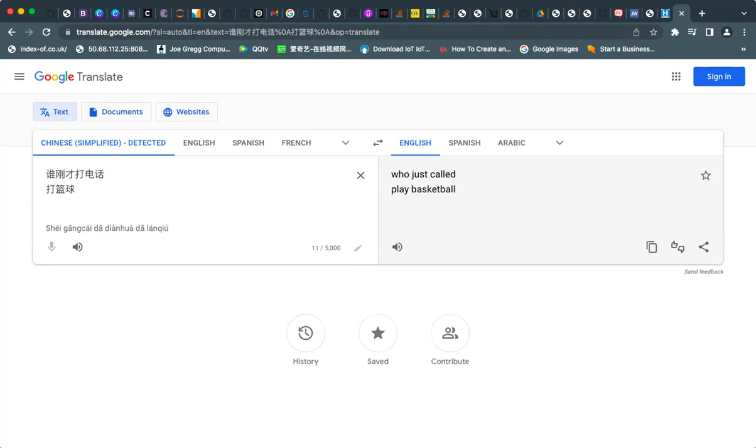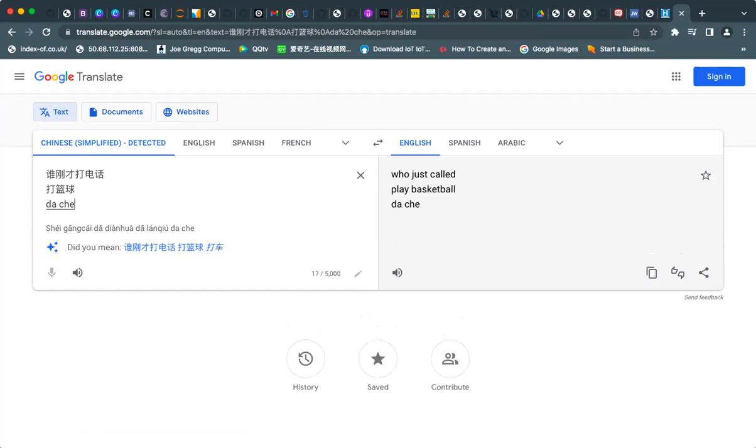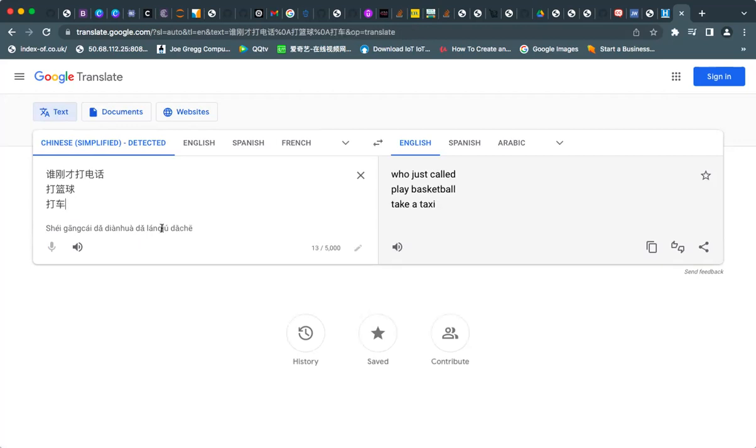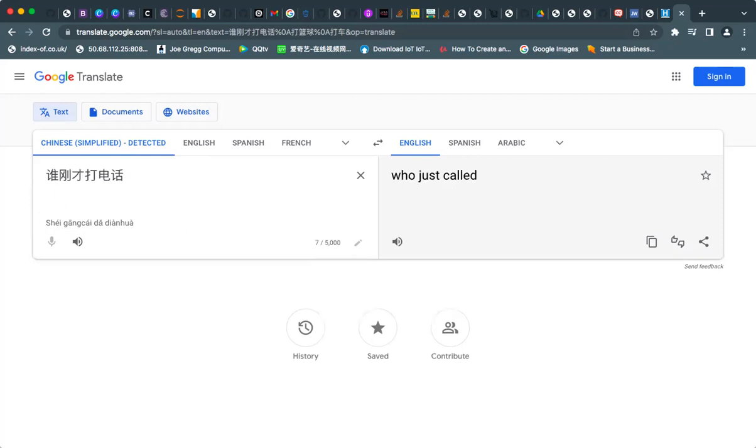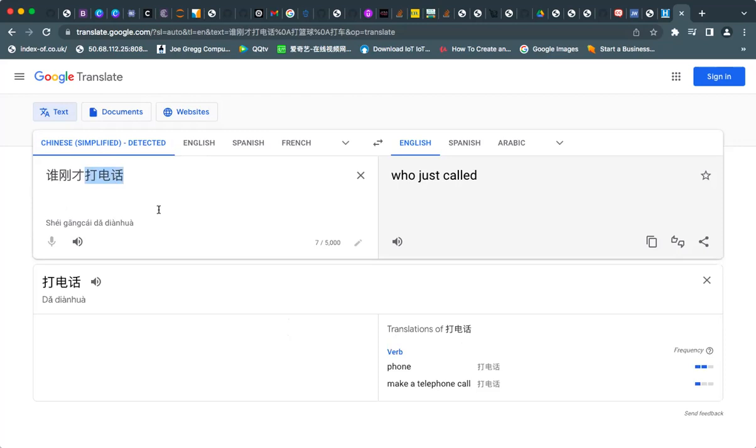You also hear da che. If you heard da che before, to hit a car. So you make a phone call to ask for a car. That's hire a cab or an Uber, right? So that will be used for that. So in our instance, we're saying da dian hua, right? To make a phone call. Dian hua, to make a telephone call, right?